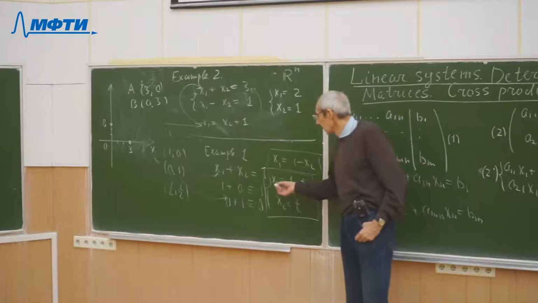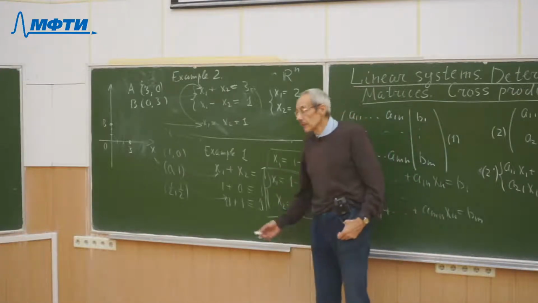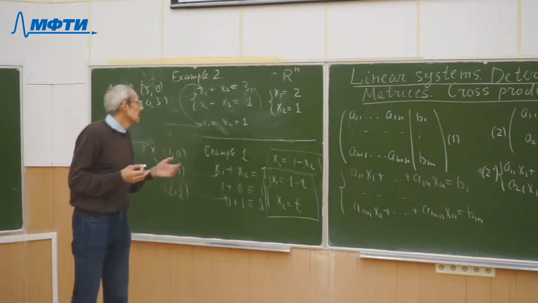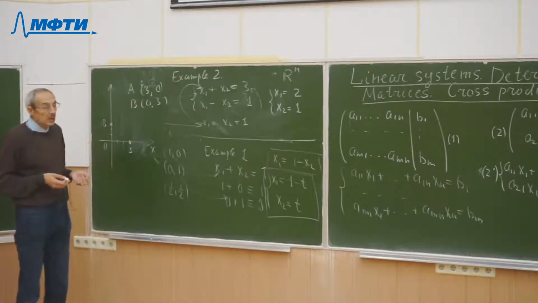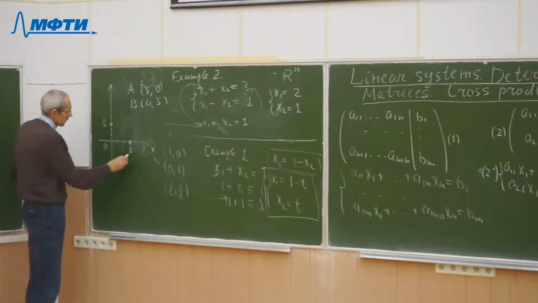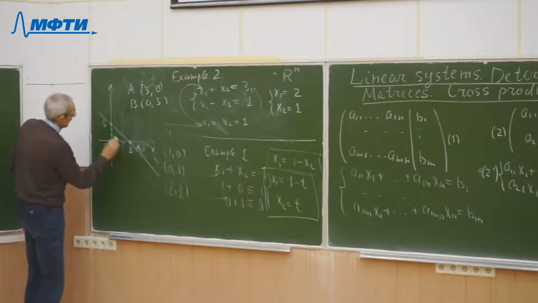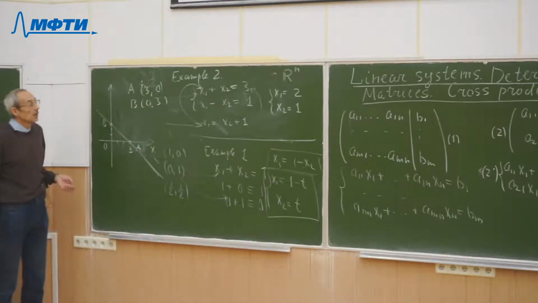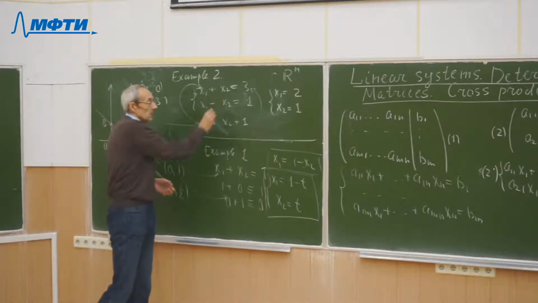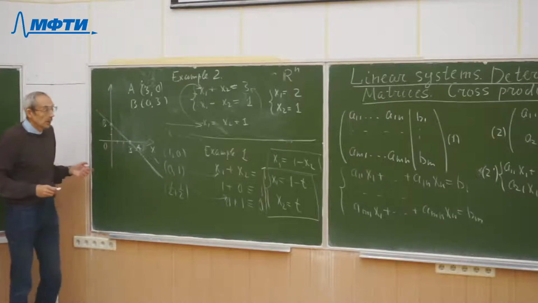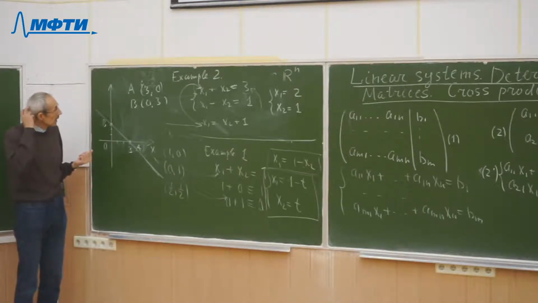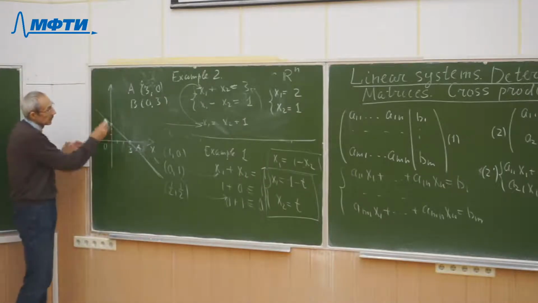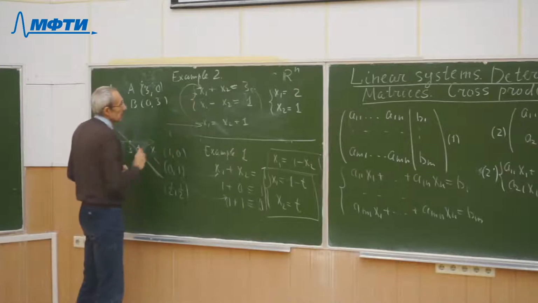As we noted, as we can see in the first example, all solutions of this equation lie on the straight line which meets these two points A and B. The straight line presents all solutions of the first equation in the following sense: every point of this straight line corresponds to some solution of this equation, and we have infinitely many solutions of the first equation.